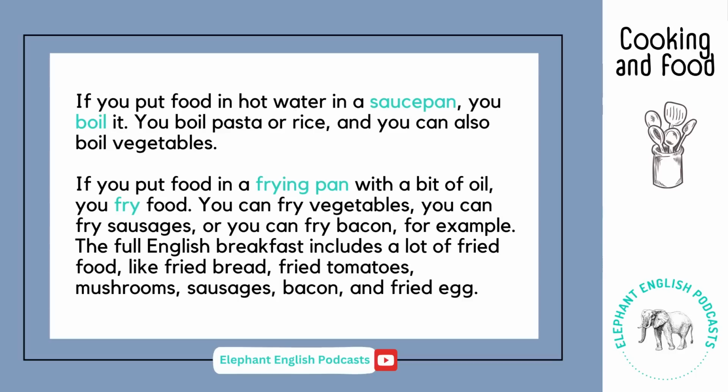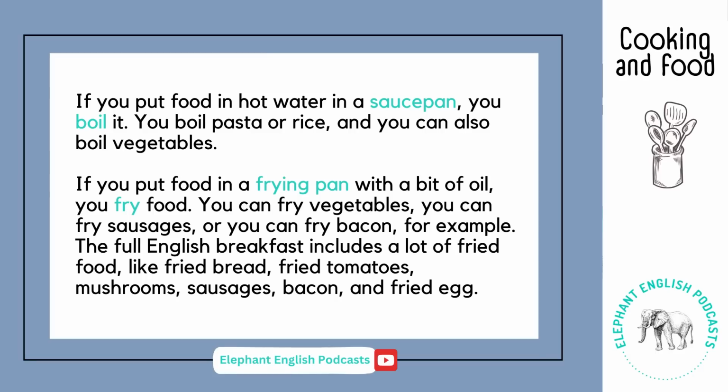If you put food in hot water in a saucepan, you boil it. You boil pasta or rice, and you can also boil vegetables. If you put food in a frying pan with a bit of oil, you fry food. You can fry vegetables, you can fry sausages, or you can fry bacon, for example.